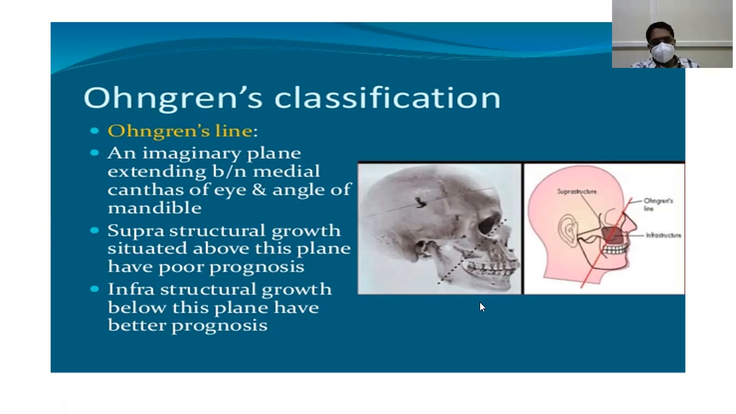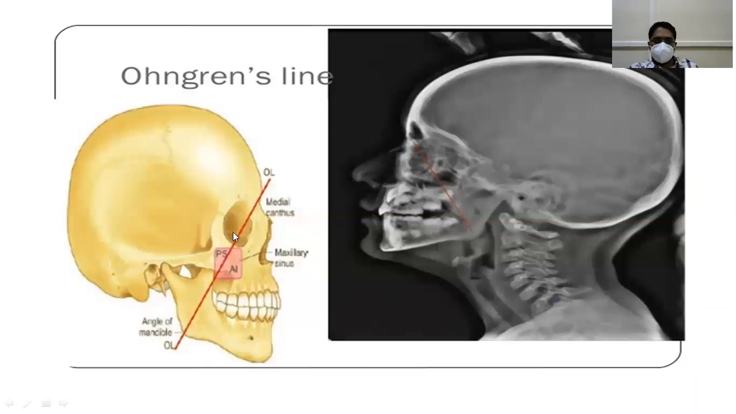If there is an imaginary line extending between the medial canthus and the angle of the mandible, imagine from the medial canthus to the angle of the mandible. Then the growth situated above this plane is called suprastructure. It has poor prognosis compared to the infrastructure, which has better prognosis. That is important regarding Ohngren's classification. Suprastructure has poor prognosis compared to infrastructure. The same picture is showing here.